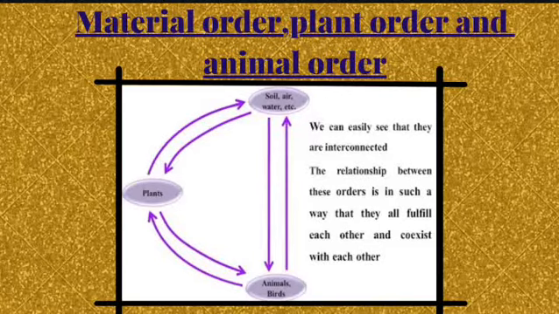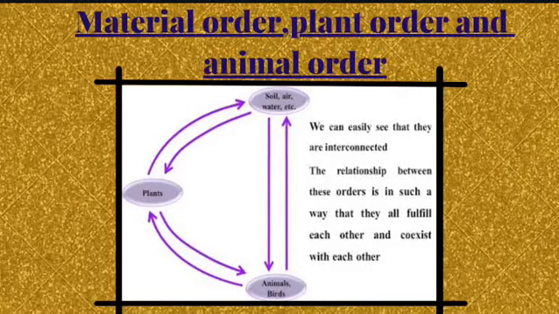At the same time, the animal order helps enrich the soil with its excreta, and these excreta helps the plants with nutrients. The bio order provides food for animals, birds, and fishes. The animal order helps in pollination of flowers. So, we can see the relationship between these three orders is in such a way that they all fulfill each other and coexist with each other. Isn't this a very well appreciable design structure of nature?